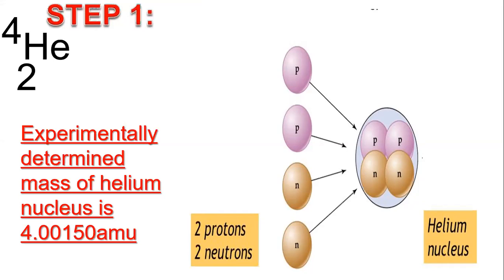One is known as the experimentally determined value of the helium nucleus, and the other is known as the calculated value of the helium nucleus. Here, the experimentally determined mass of the helium nucleus is 4.00150 AMU, and students, you will have to memorize this value.